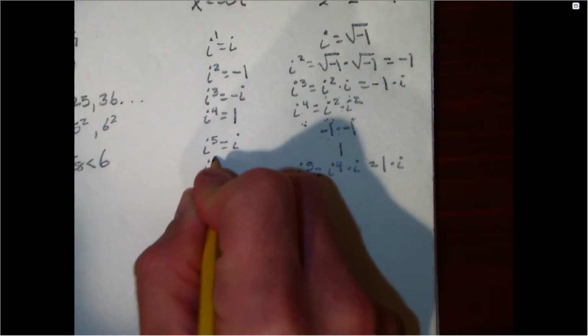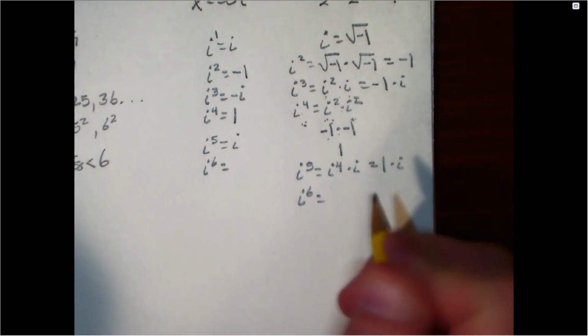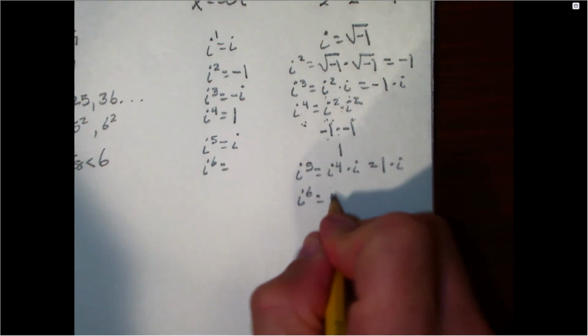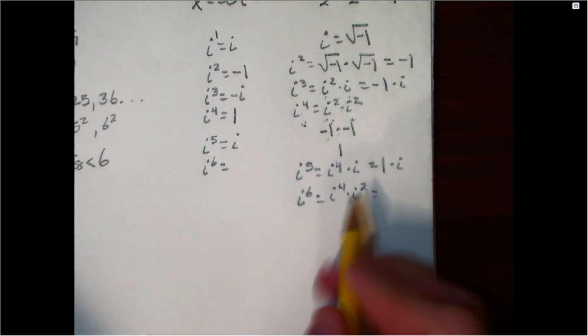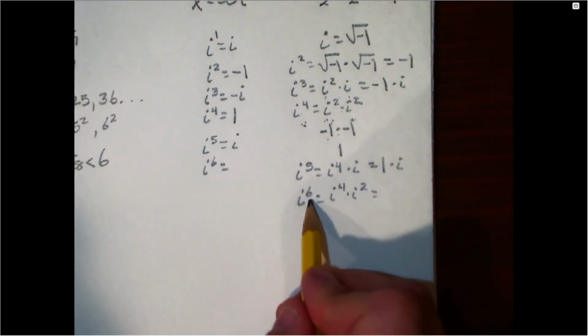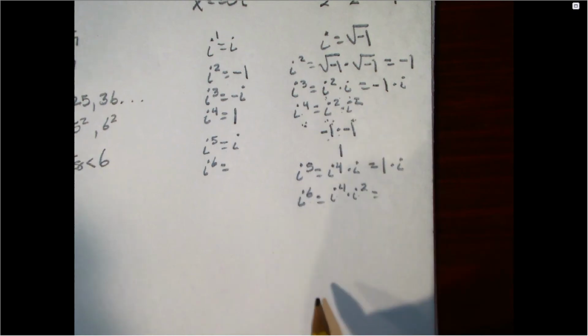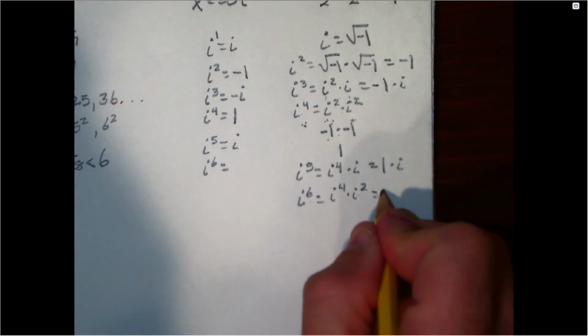That's kind of funny. i to the sixth power. i to the sixth power, then, would be i to the fourth power times i squared, i to the second power. i to the fourth times i squared is i to the sixth. i to the fourth times i to the second is i to the sixth. And again, i to the fourth is just 1.